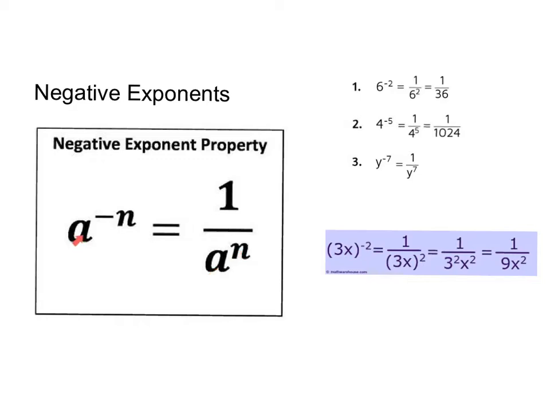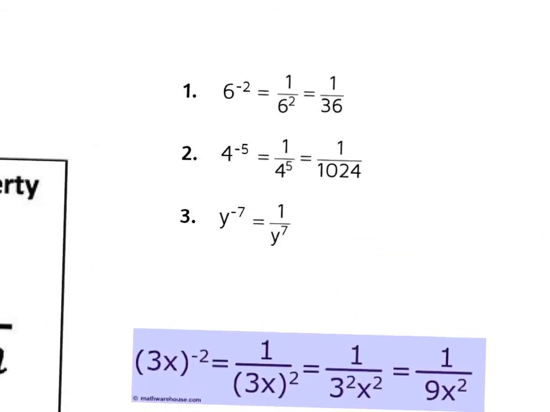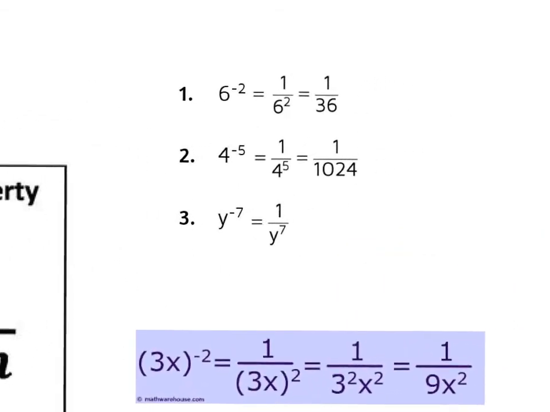And this is not just true with variables, it's true with numbers as well. So let's take a look at some examples. Here you have 6 to the negative 2. Well, we know that 6 squared is 36, but 6 to the negative 2 is 1 over 6 squared, so it equals 1 over 36. So the negative exponent simply means that we write it as 1 over.